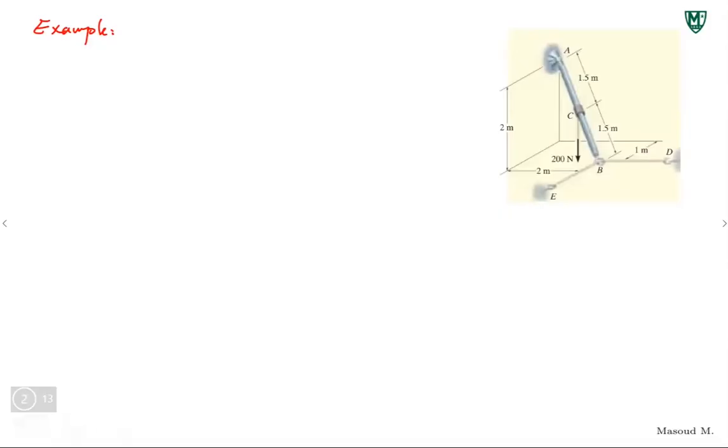Now, the problem statement says rod AB is subjected to the 200 Newton force. It's connected to the wall at point A, and then some 200 Newton force is applied at point C, downward. You see it on that.